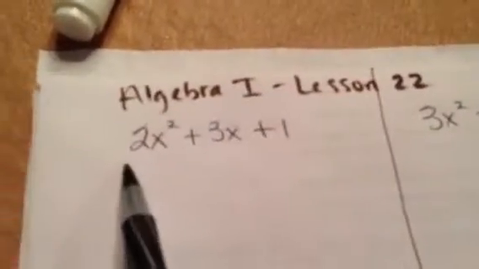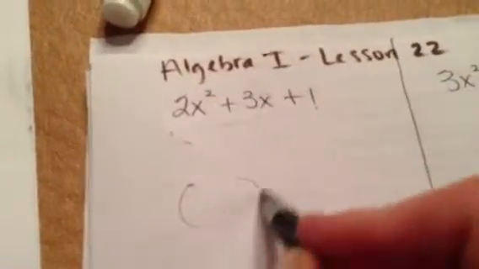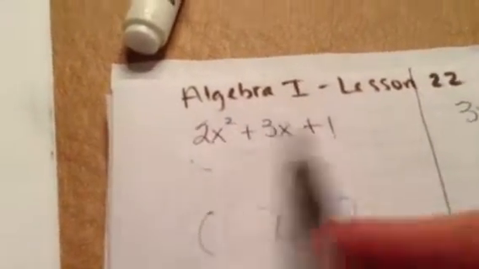Okay, this is Algebra 1, Lesson 22, and we're working on factoring. And I just want to say that this is probably the most important thing you're going to learn in Algebra 1. And so I want you to really focus on this. First of all, we're going to start factoring, and what it means to factor is I'm looking for two things that multiply together to give me this.